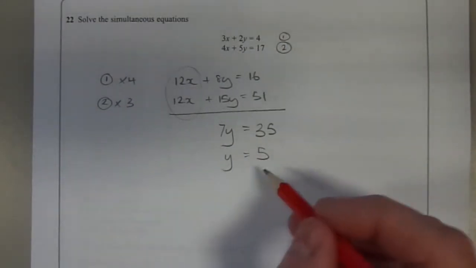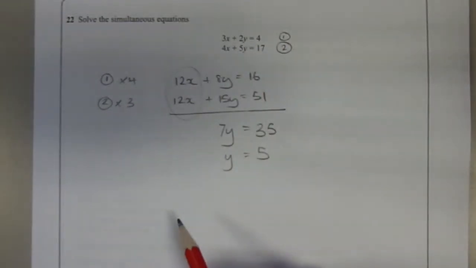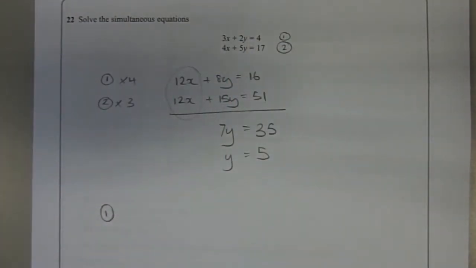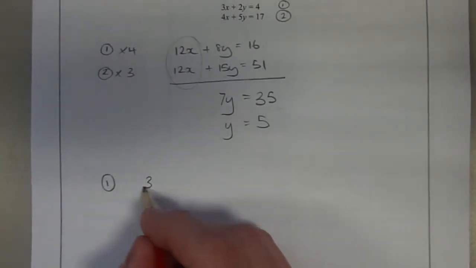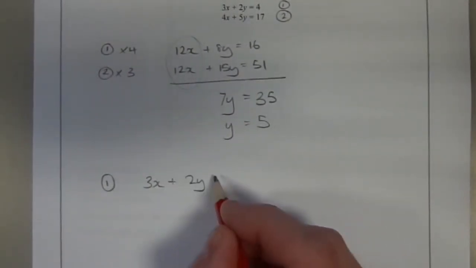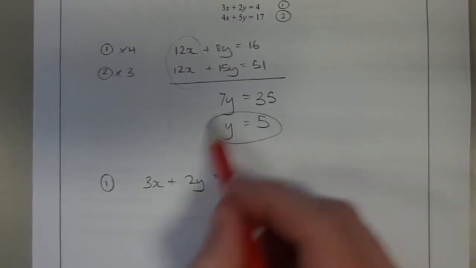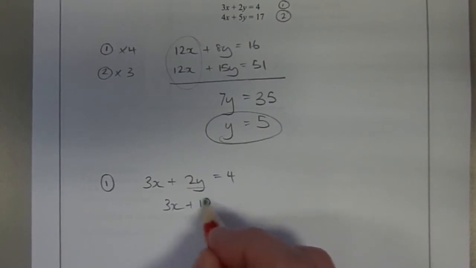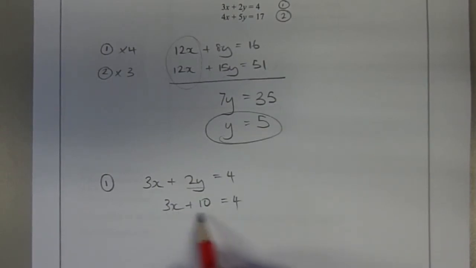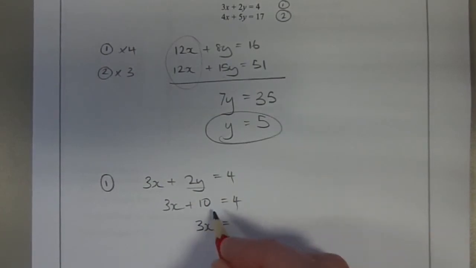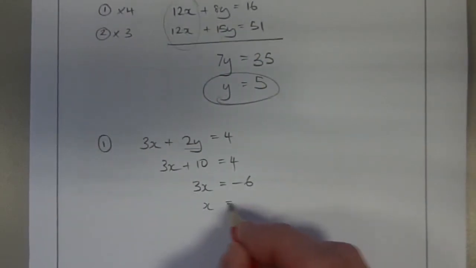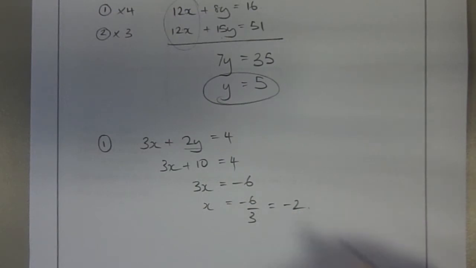And if you know what y is equal to, you can go back to one of your equations and work out what x is equal to. I'm going to choose equation number 1 because it's got smaller numbers, so it's easier to work with. Equation number 1 says 3x plus 2y is equal to 4. We now know what y is equal to, so therefore 2 lots of y we can say is 10, and we've got a simple linear equation which we can solve to find x. Subtract 10 from both sides gets you 3x is equal to minus 6. Divide through by 3 gets you that x is equal to minus 2.